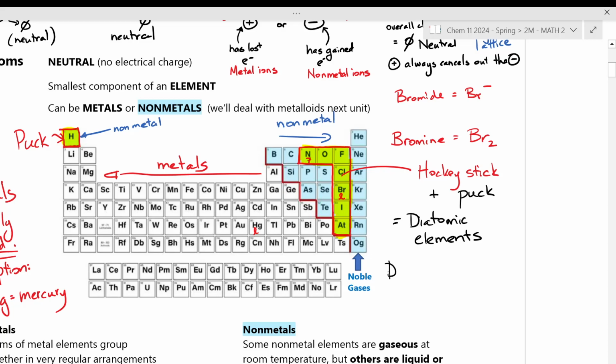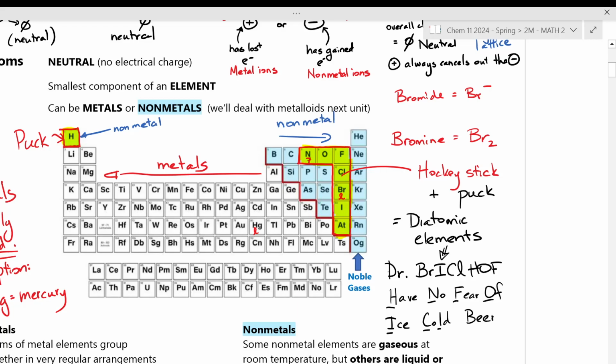And if you can't remember the hockey stick and puck, let's say maybe you're not a sports fan, maybe you just need to ask Dr. Brinkelhoff. Okay? Also the diatomic elements. Or maybe you just need to have no fear of ice, cold beer. Okay, so I don't care which way you remember it, just remember them.